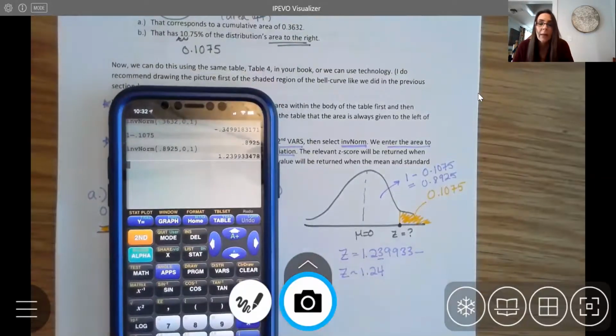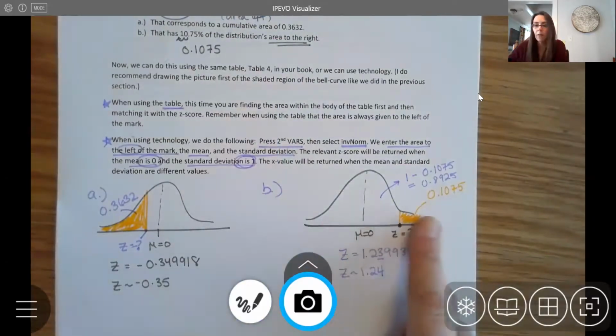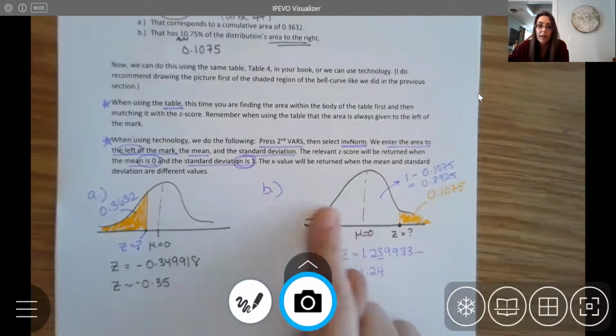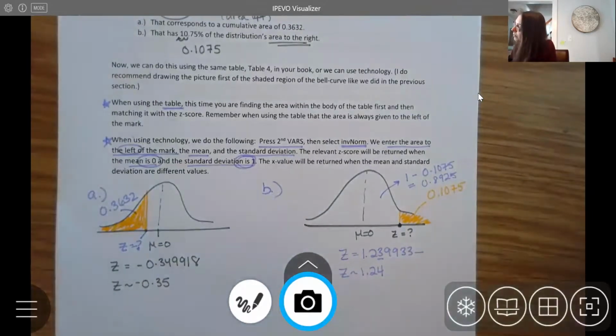And now I'll show you how to do it in the table. You're welcome to use either one. If you're doing it on the table, notice that we're on the right here. So if we're to the right side of 0, our z-score should be positive. Z-scores on this side are positive, z-scores on this side are negative. So I'm going to go to the positive side of the table when I start searching.